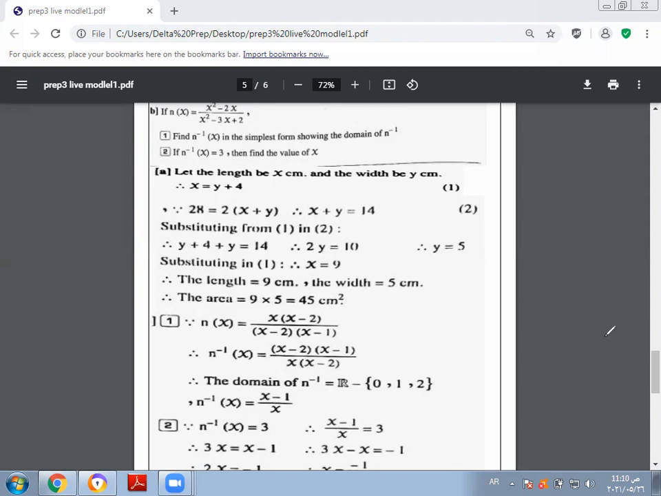We find the domain. It is R difference the set of zeros of the numerator and denominator, so R difference the set of 0, 1, 2. We find the simplest form.